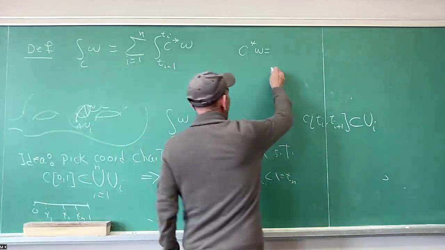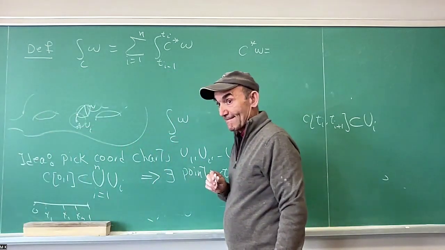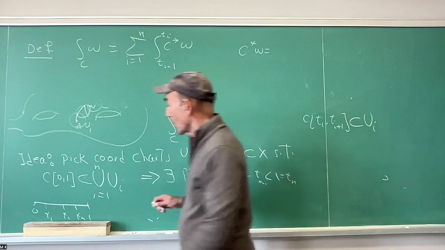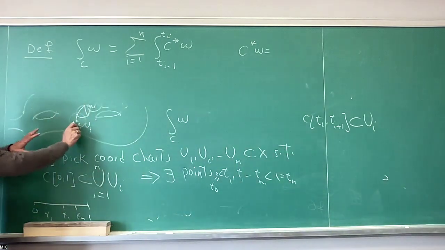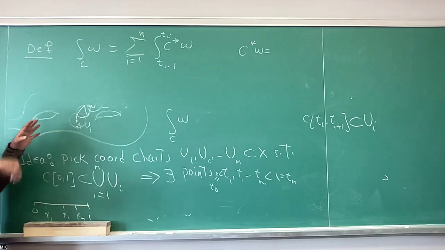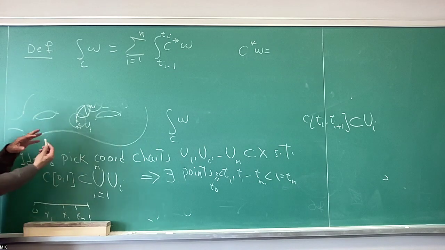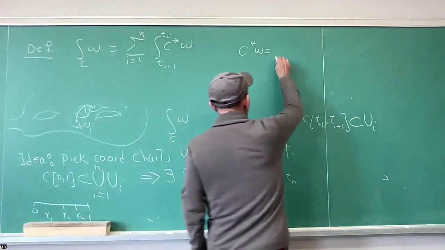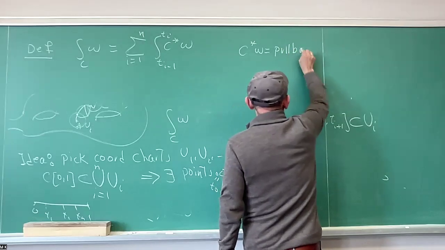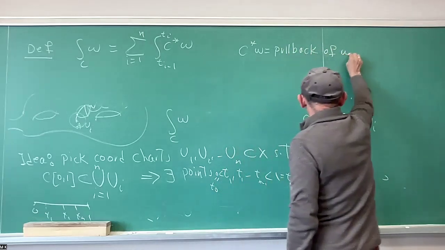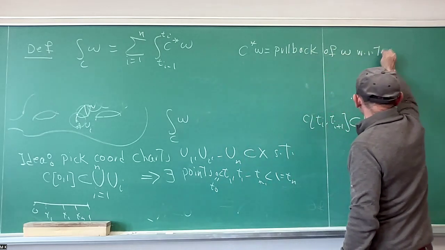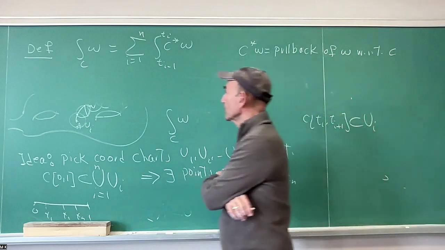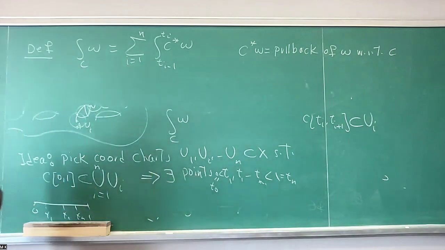You mean the chart that sends UI to the complex plane? No. The chart, I use only its opens. I don't use coordinates for charts, but I use the map C to pull back the thing. Right? So this is the pullback of omega with respect to C, because I want to say that I'm on the curve I'm integrating over. Okay, so that's the definition.